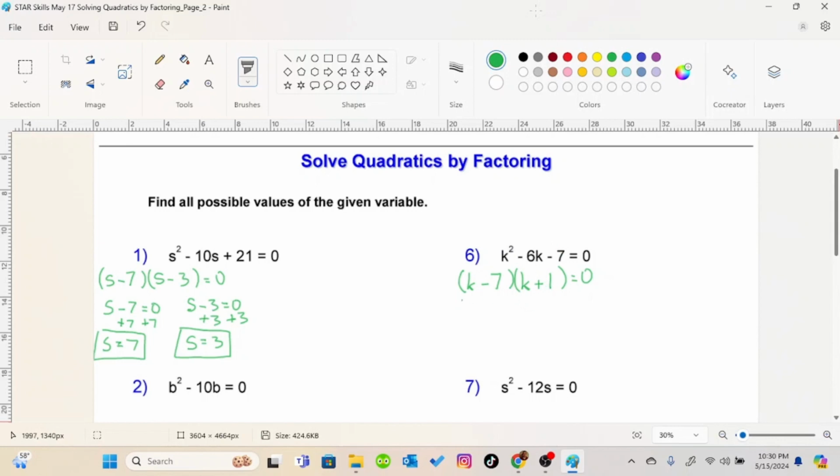Now that we have the factored form, we're going to set k minus 7 equal to 0, add 7 to both sides, and the first solution is that k equals 7. Then we set k plus 1 equal to 0. We subtract 1 from both sides, and we get our second answer that k equals -1.